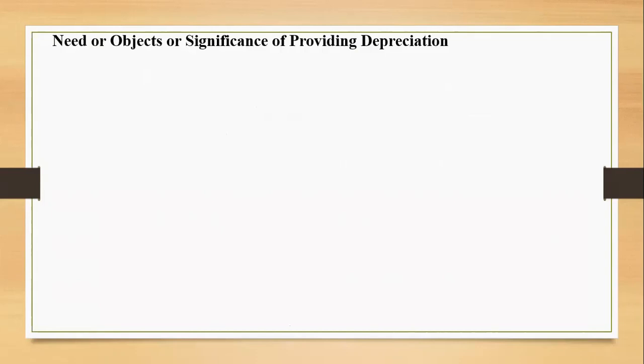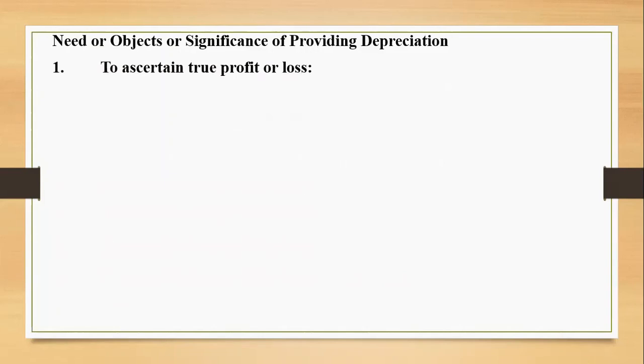After the causes of depreciation, the next topic is the need, objects, or significance of providing depreciation. Like, depreciation क्यों होता है वो पता किया, अब उसको रिकॉर्ड क्यों करना है? What is the need of providing depreciation? What is the objective of providing depreciation? Books में लिखना क्यों है? Let us go through that.